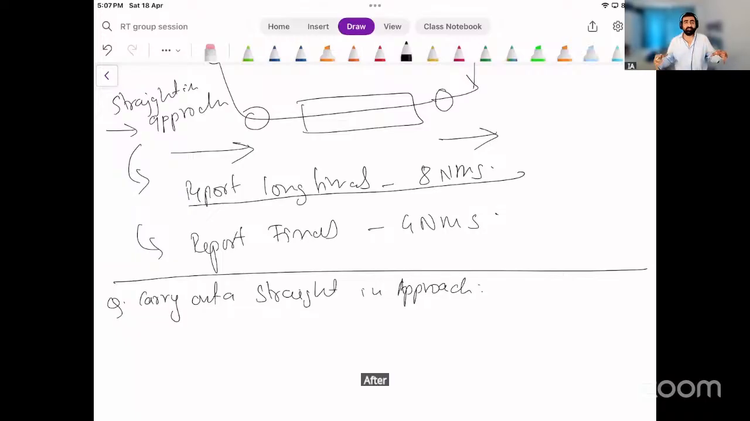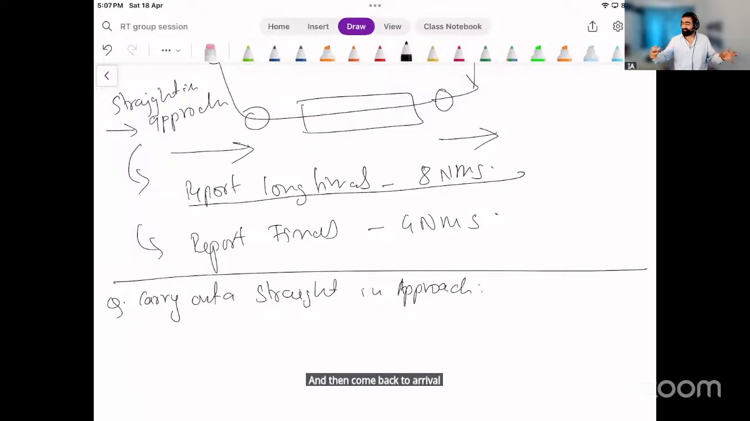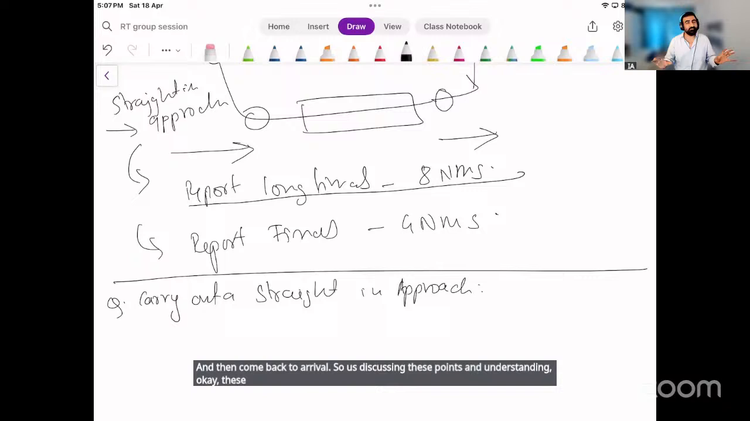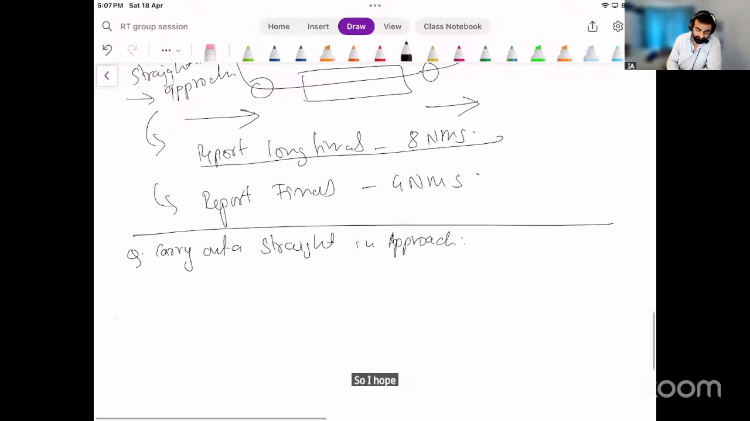After these two areas, we have ground movement areas, and then we have in-air calls where initial climb, further climb, rerouting and deviations, then descend, further descend, and then come back to arrival. So us discussing these points and understanding, okay, these are the only rules available, which are very basic. Then we stick to those basics and we have less room for error. So I hope you're understanding.